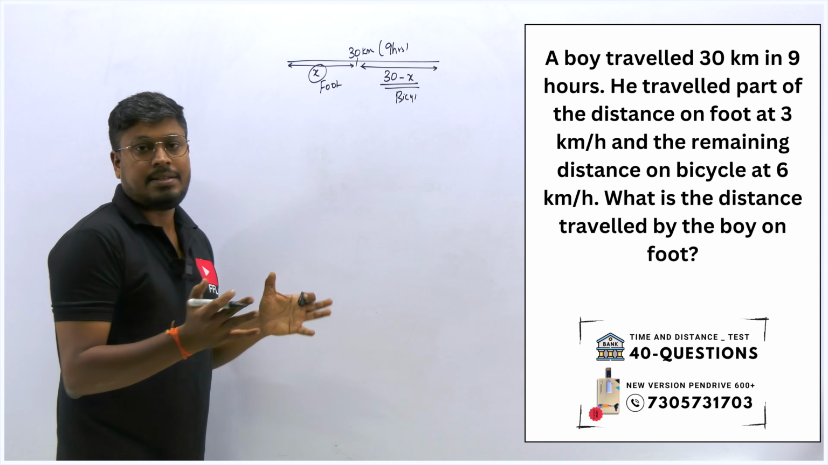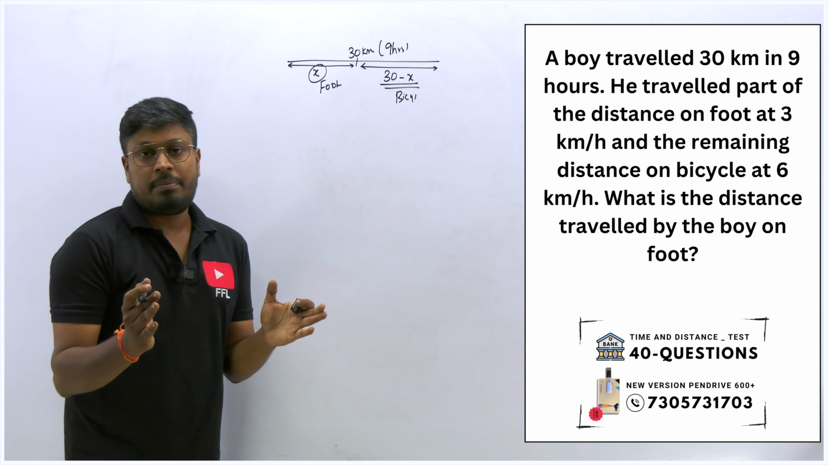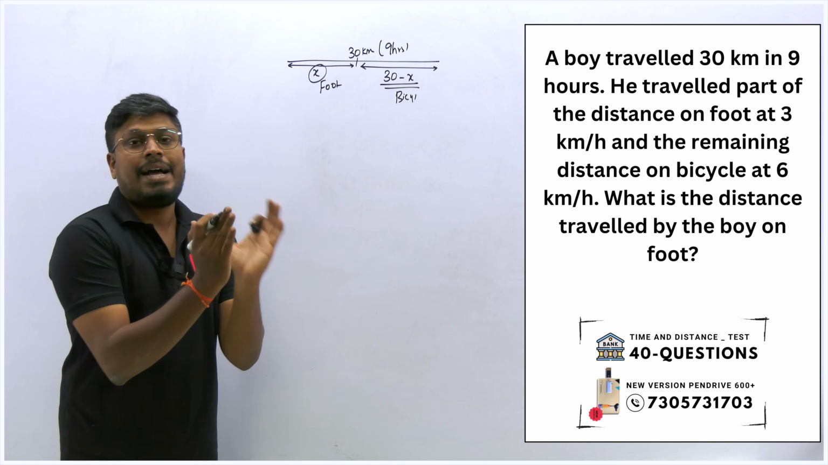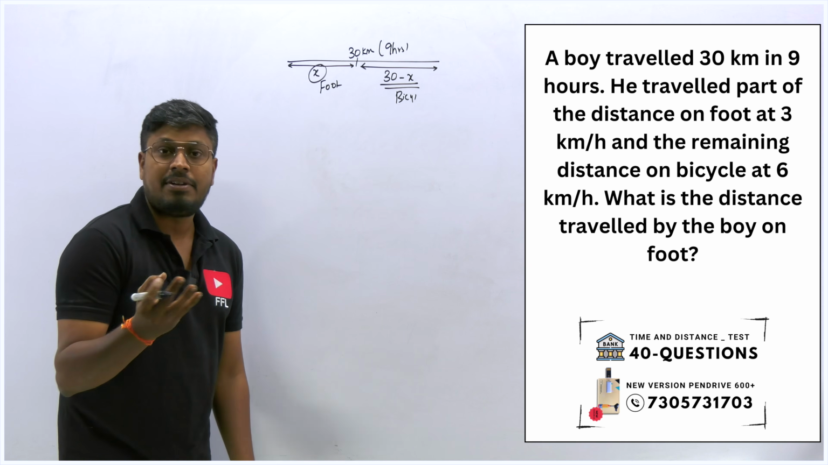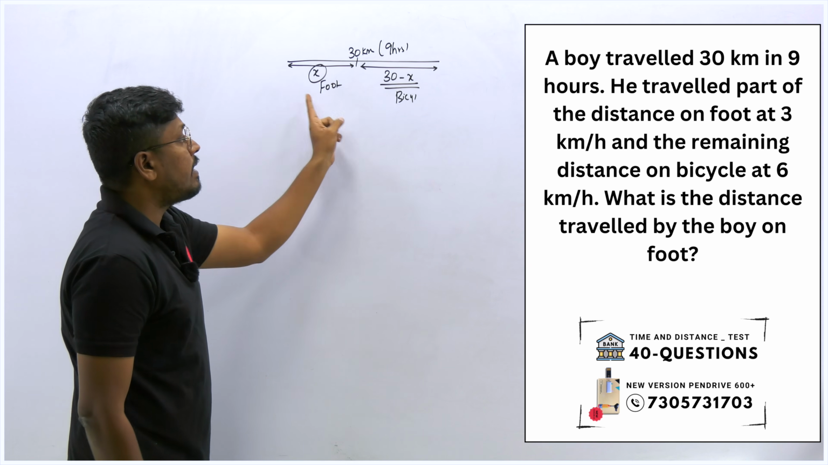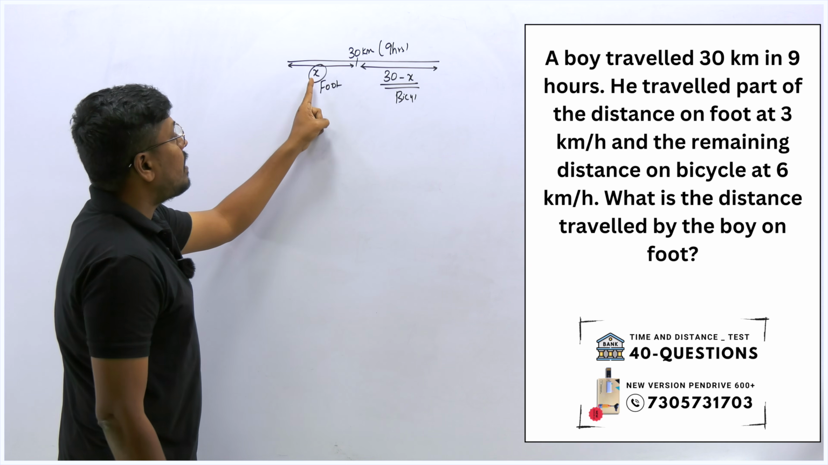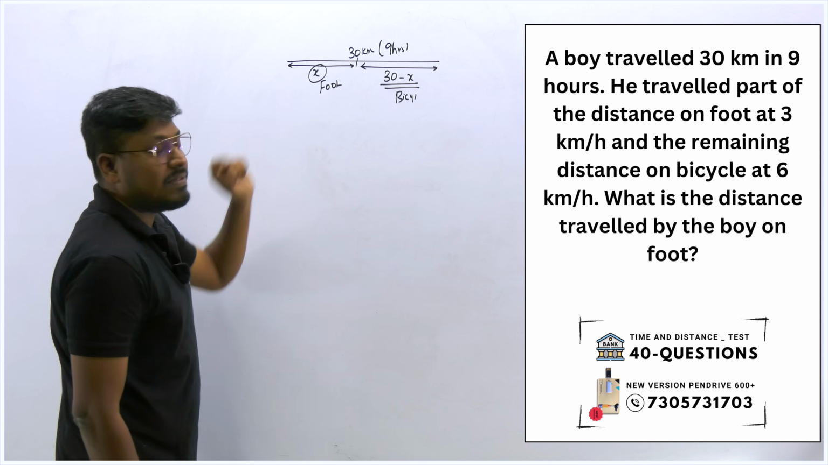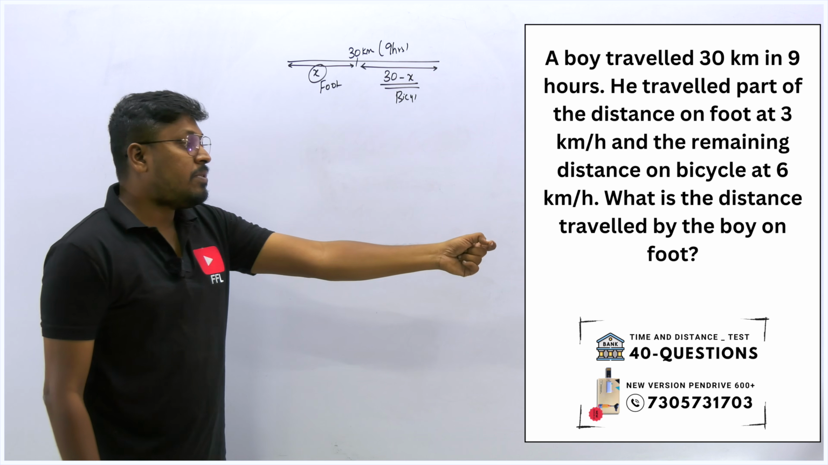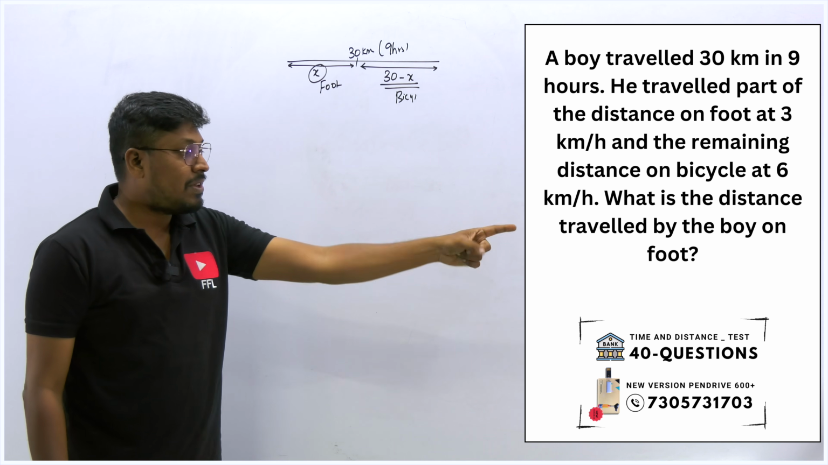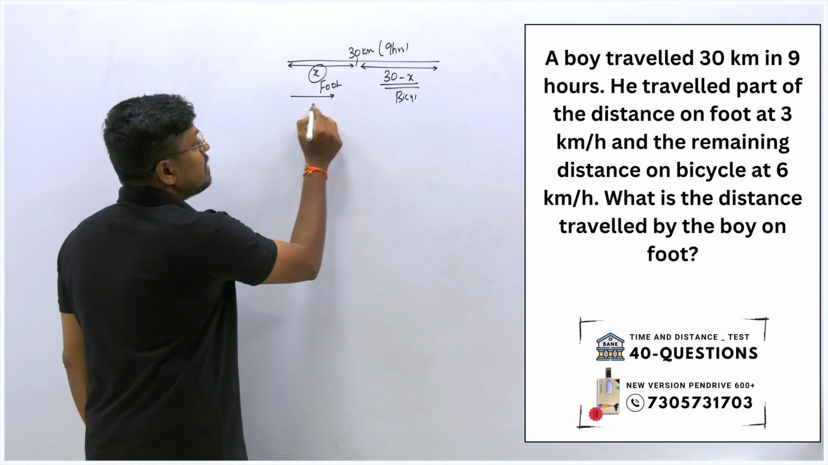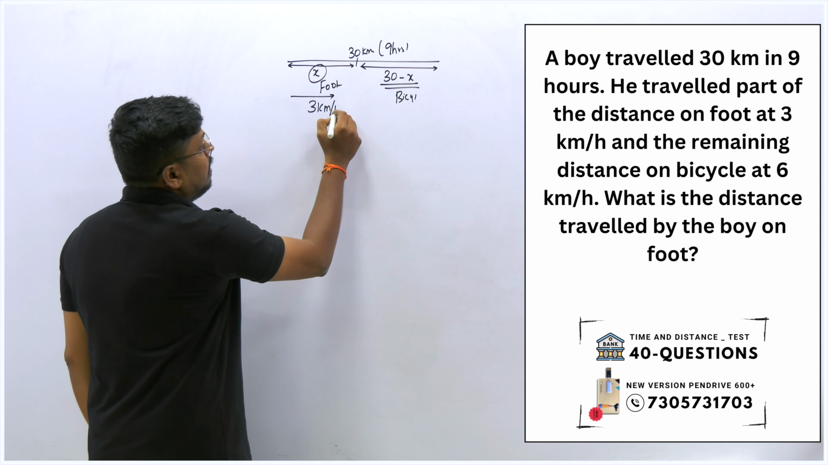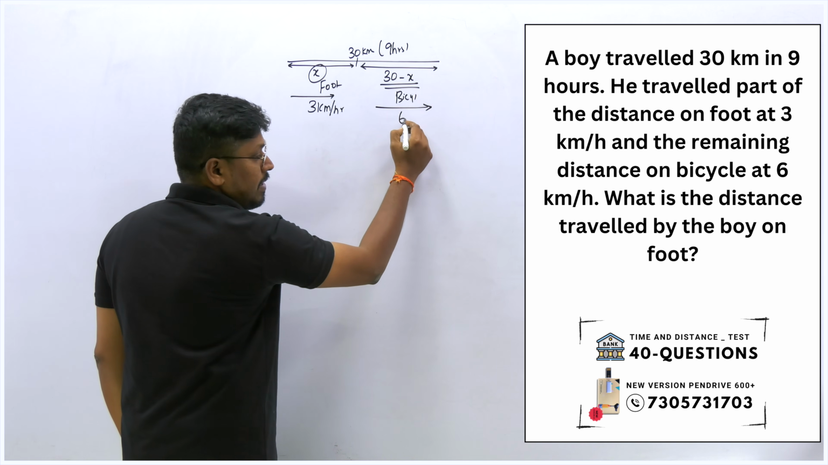Because we know the total distance, total distance is 30 km. Some part of the distance he traveled by foot, so let me assume it as x, and the remaining distance will definitely be traveled by bicycle. That is why I have considered it like this. Our target is to find the distance traveled by foot, which is x. Now according to the question, is there any other value they have given us? Foot by 3 km per hour, so this speed is given, which is 3 km per hour. And the bicycle speed is also given, how much?